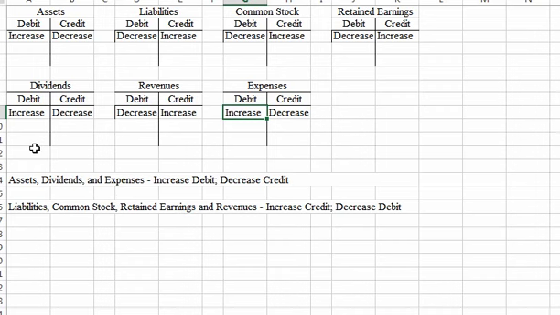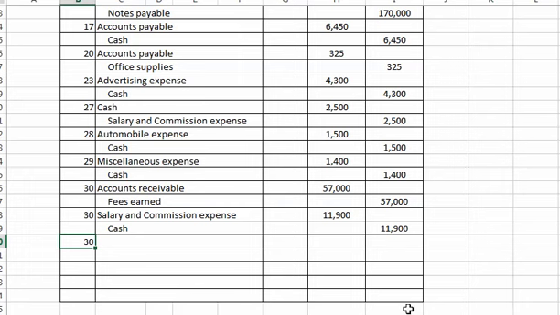So dividends for the year have now increased. That account increases on the debit side. So we're going to debit dividends. It's a contra stockholders' equity account. Stockholders' equity accounts like common stock and retained earnings increase on the credit side, so a contra stockholders' equity account would increase on the debit side. Dividends in this case were $4,000.